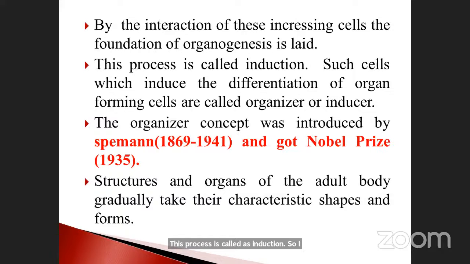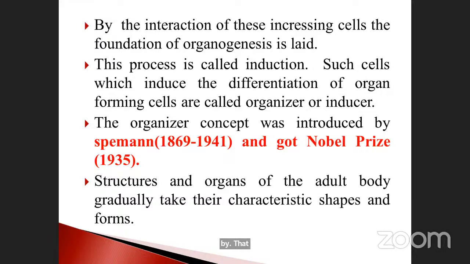Such cells which induce the differentiation of the organ forming cells are called organizer or inducer. Which one is inducer? The first organ forming cells are called what? Organizers, otherwise called inducer cells. The organizer concept was introduced by Spemann. Note it down. This is very, very important.